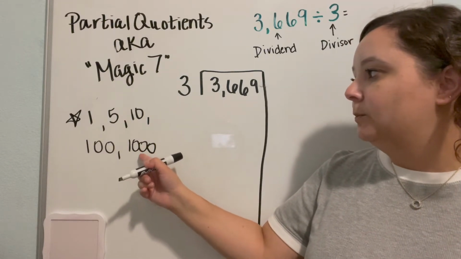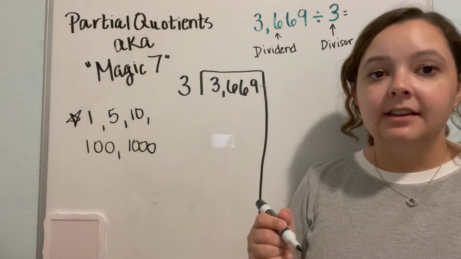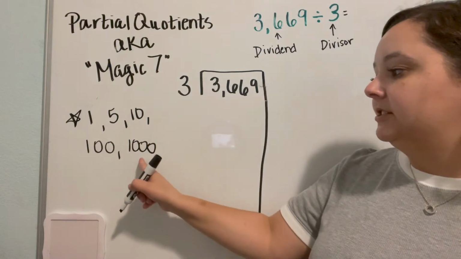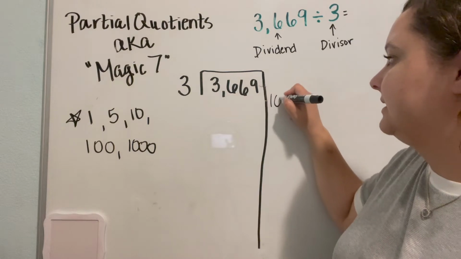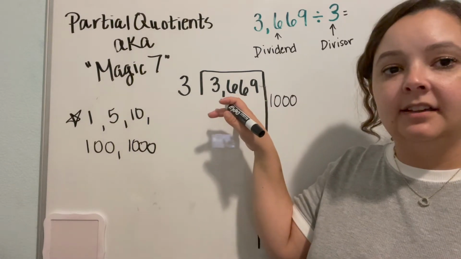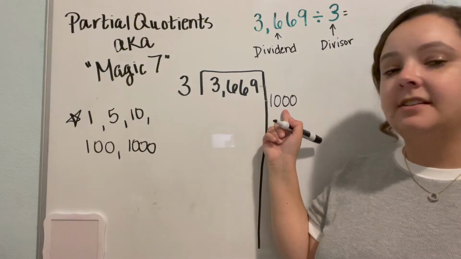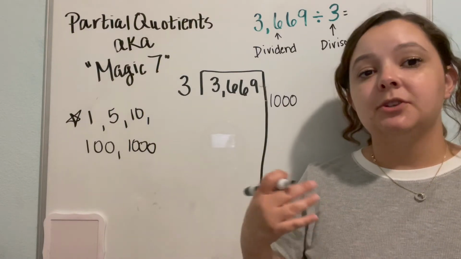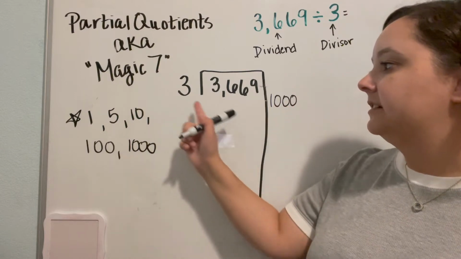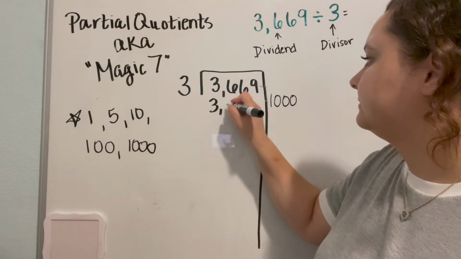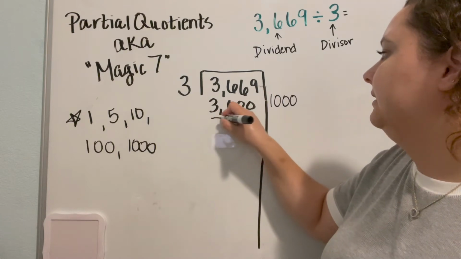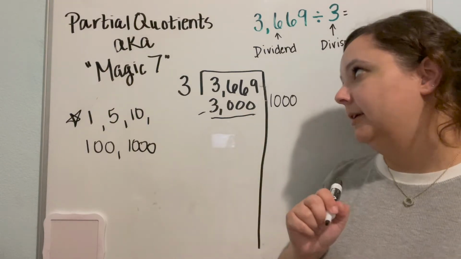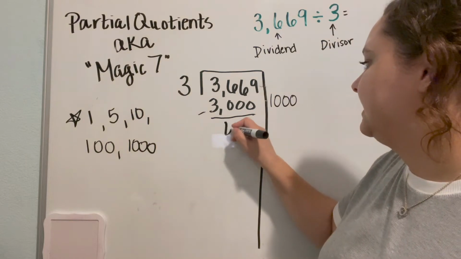Now I'm going to see 1,000 times 3 gives me 3,000. That is less than our dividend, so I can use that number. I'm going to write 1,000 on the side so that I remember in this part of my solving, I used 1,000 groups of 3. Now I'm going to take those 1,000 groups of 3 and subtract them from my dividend. So I have 1,000 times 3, which gives me 3,000. I'm going to subtract because I'm taking away those groups of 3 from our number. I will be left over with 669.